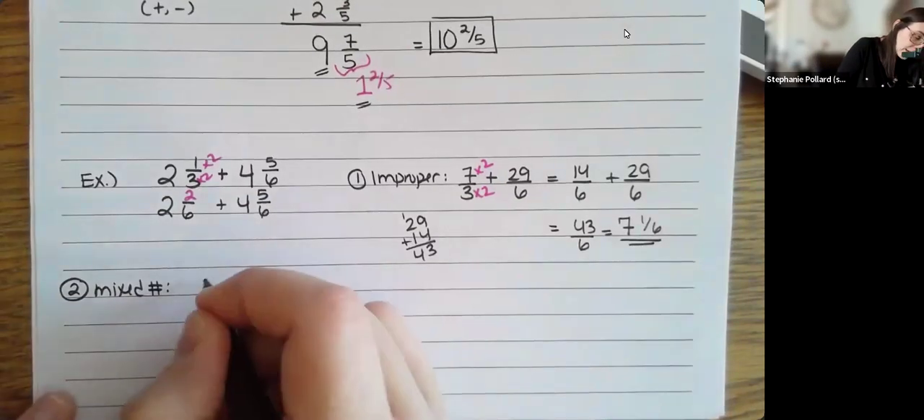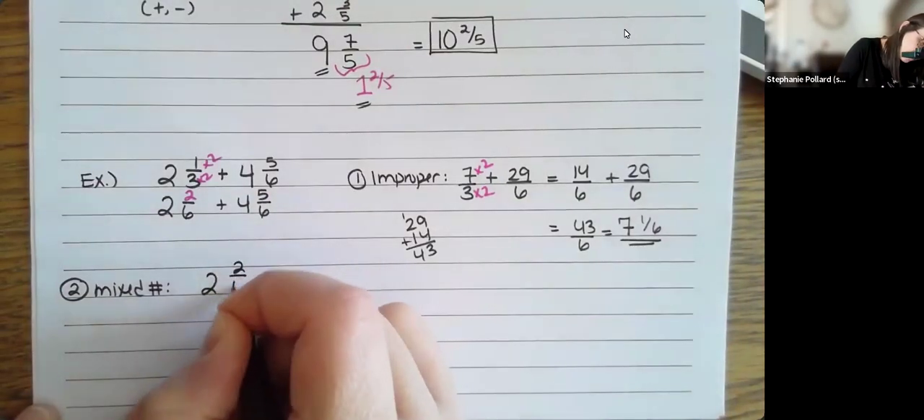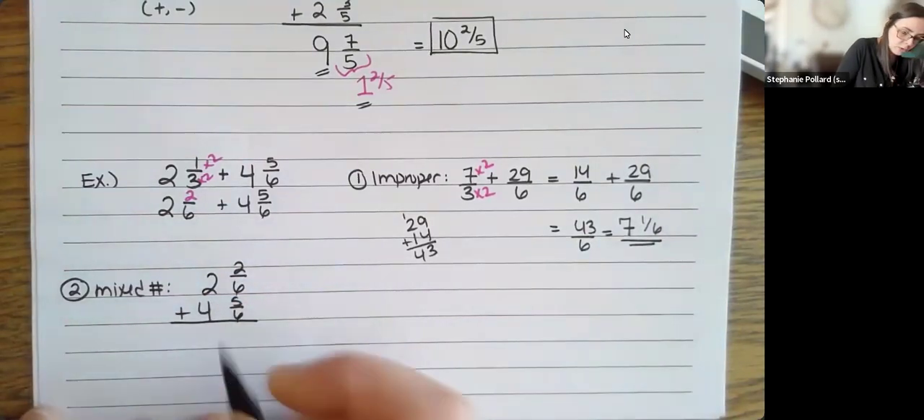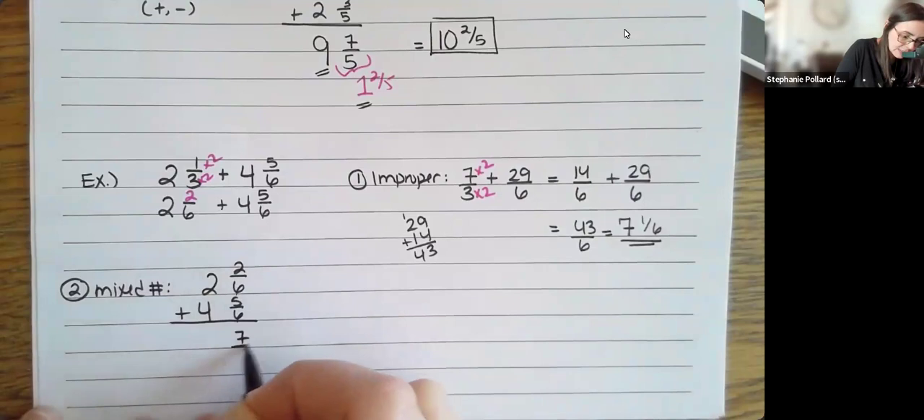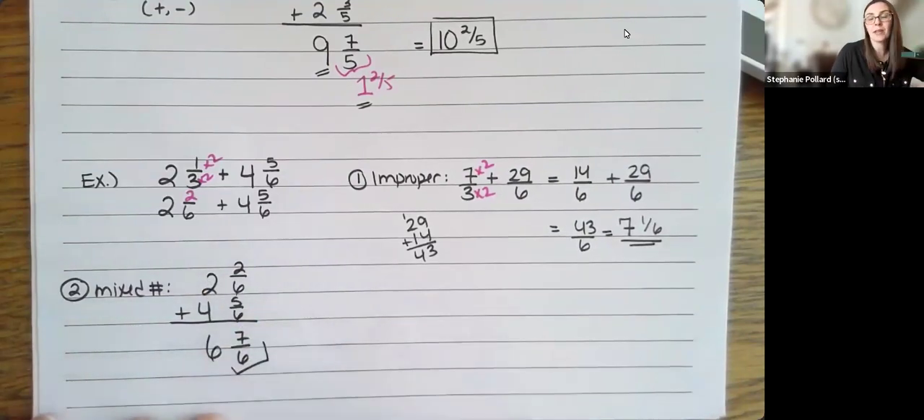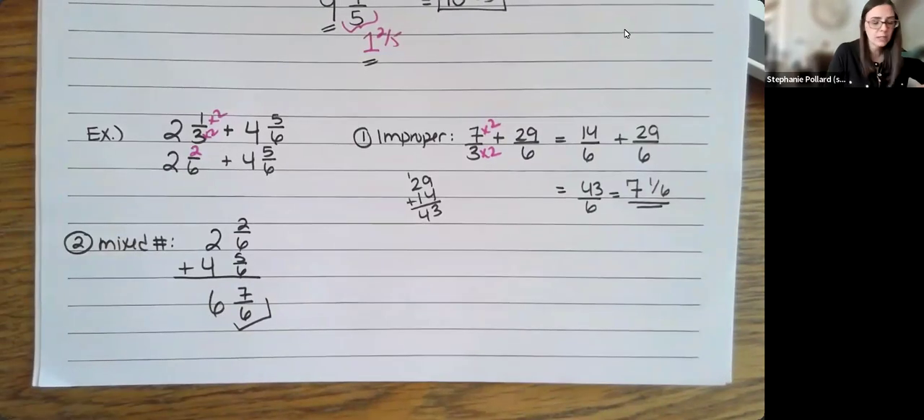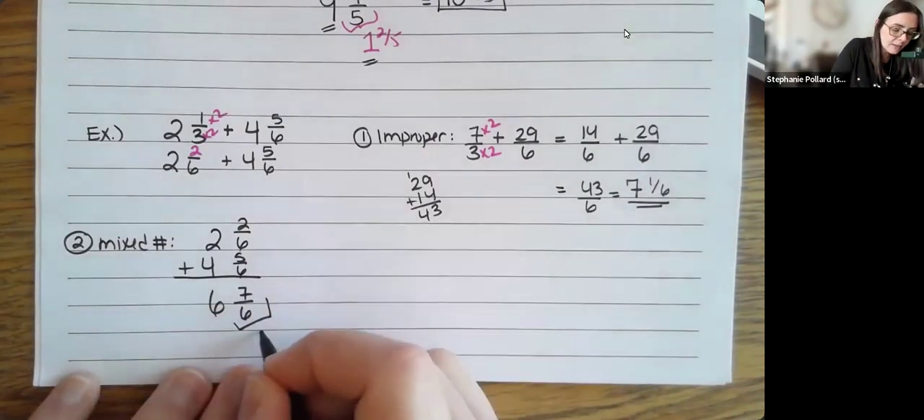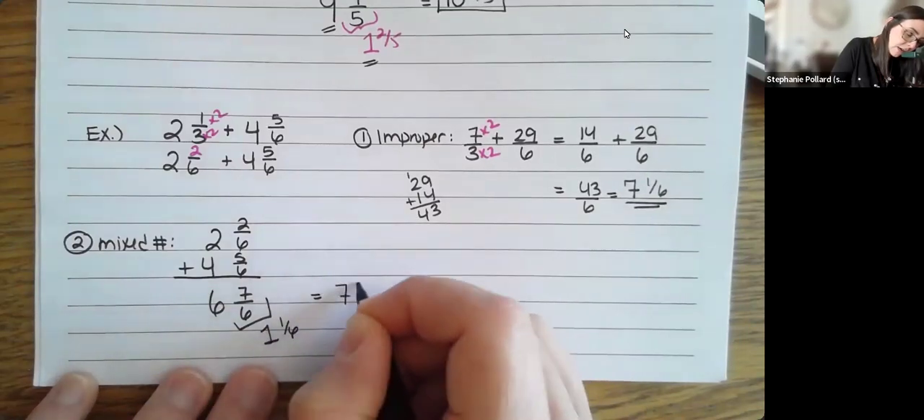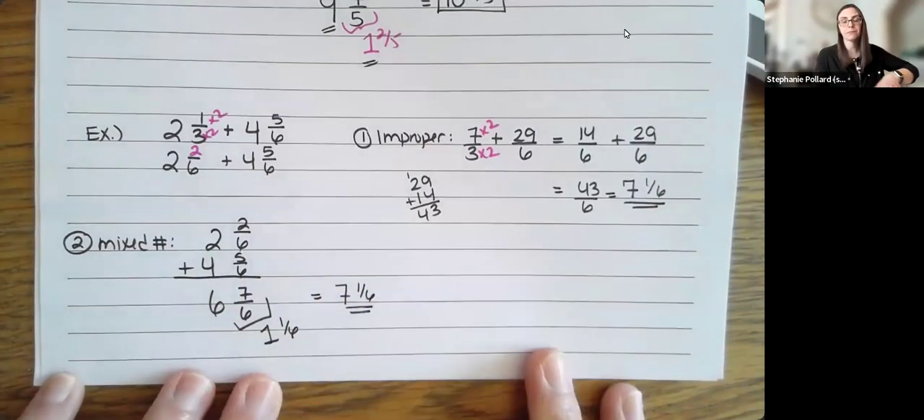And then you can add. So I have 2 and 2/6 plus 4 and 5/6. 2 and 5 is 7, so I have 7/6. Here I have 6. And again, it doesn't always happen, but sometimes you do get those improper fractions. So you'll have to fix that. That's the same thing as 1 and 1/6. And if I put my two whole numbers together now, there's that 7 and 1/6.